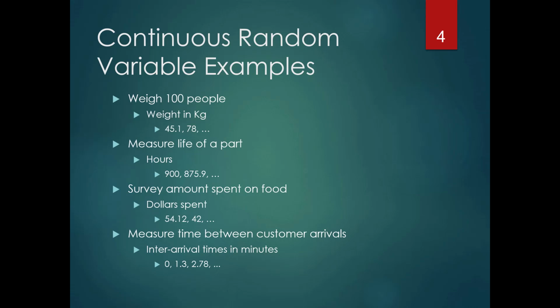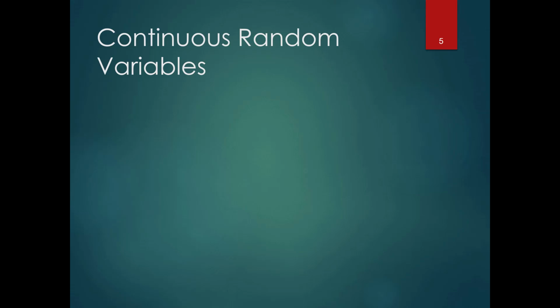Measure time between customer arrivals. This is a big one. Measuring time between customer arrivals or how long it takes to service a customer, let's say at a bank or something. Whereas we saw with the Poisson distribution in the last chapter, we were focused on the number of customers, something discrete. In this chapter, we'll focus on the time between customers, so something continuous.